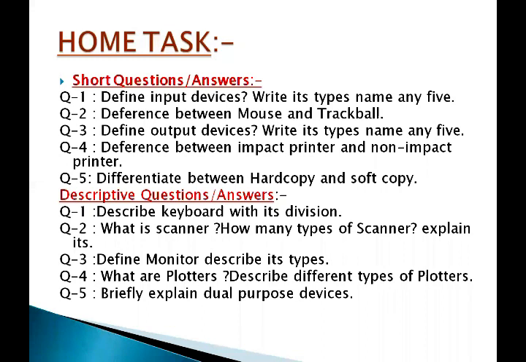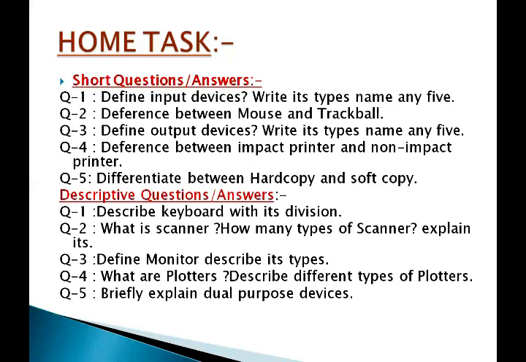Descriptive question answer. Question number one is describe keyboard with 8 divisions. Question number two is what is a scanner? How many types of scanner? Explain it. Question number three, define monitor, describe its types. Question number four, what are plotters? Describe different types of plotters. Question number five, briefly explain dual purpose devices.